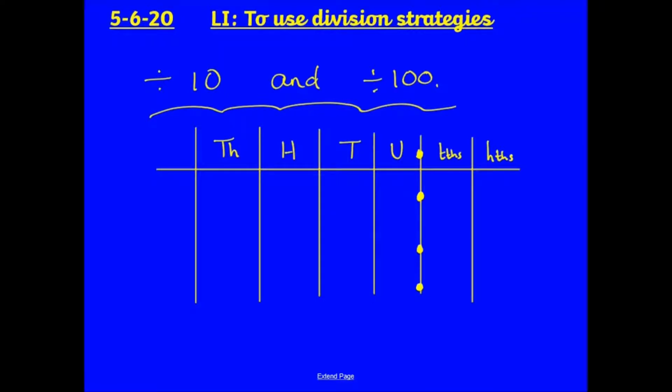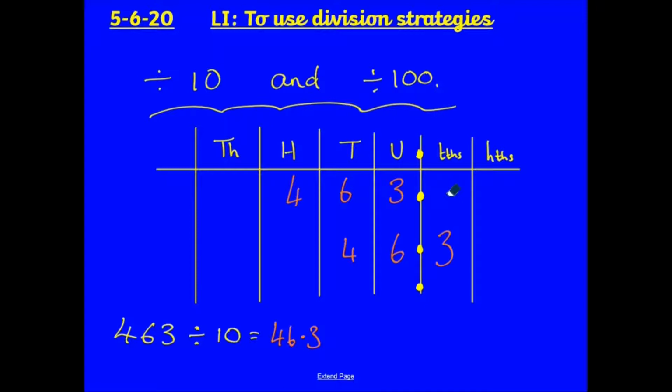So if I was to say, okay, I want to do 463 divided by 10. Okay, so I could write that into my boxes, 463. And if I divide that by 10, all of these numbers are going to move one place to the right. So the 4 will go across, the 6 will go across, and the 3 will go across. So 463 divided by 10 is 46.3.